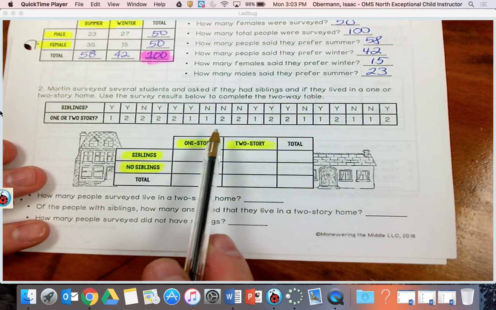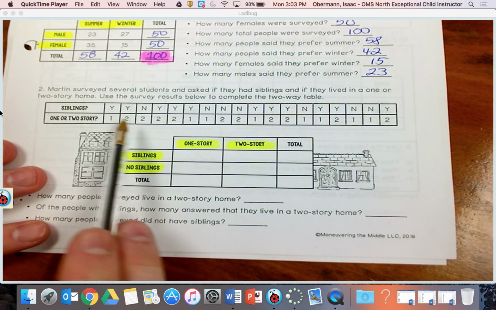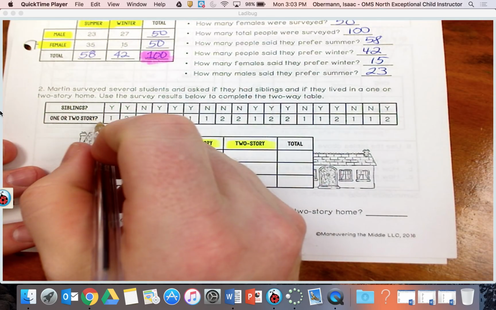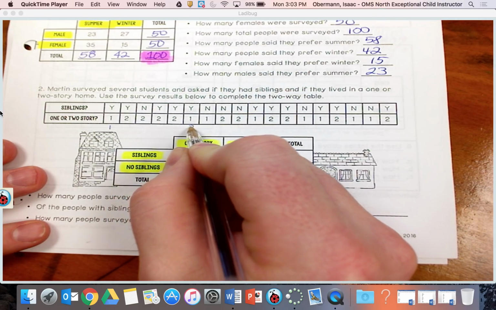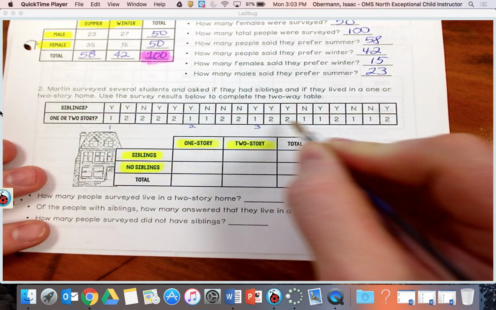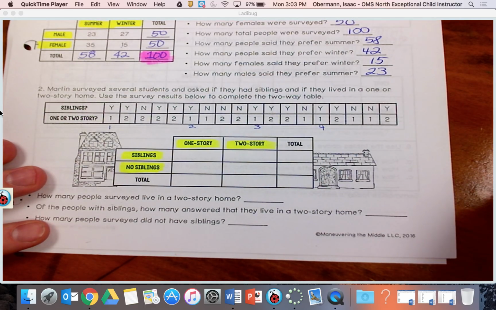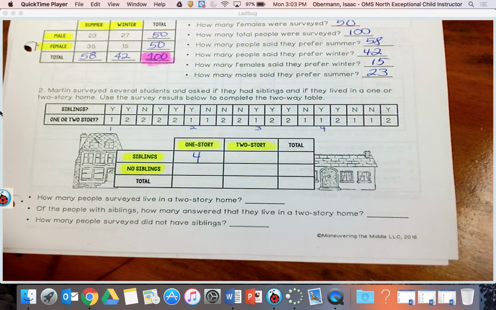And you'll be able to figure it out as we go forward in this case. So all I'm going to do is look here. I'm going to check the ones for a 1-story house. So let's look at 1-story house and siblings. I've got 1 here, 1 there. I've got 2, 3, 4, and that's it. So I've got 4 people who live in a 1-story house and have siblings. Okay, I'm ready to move on to the next one.